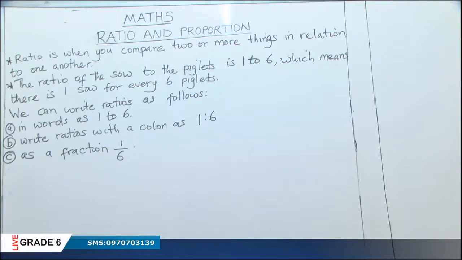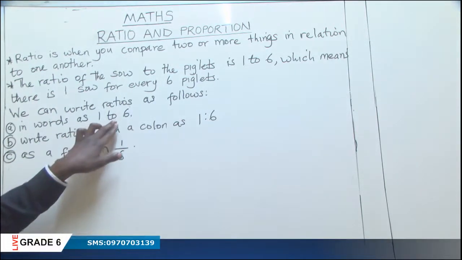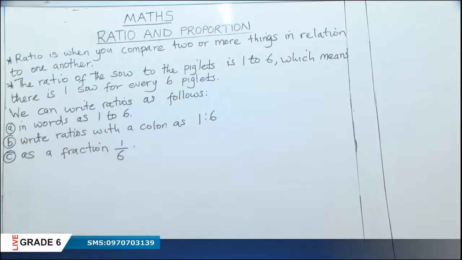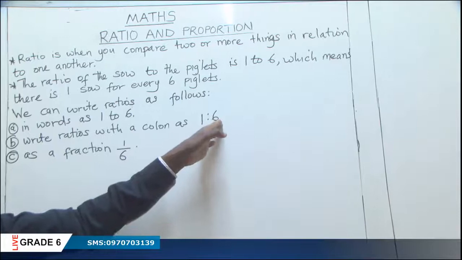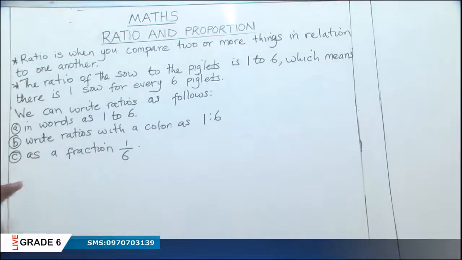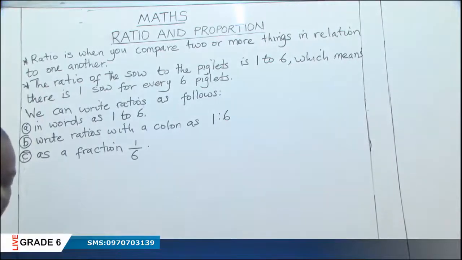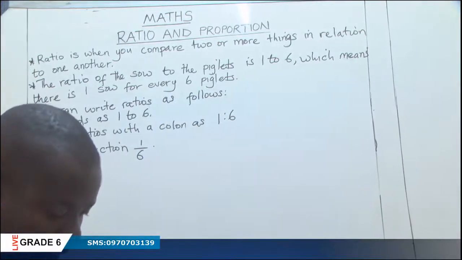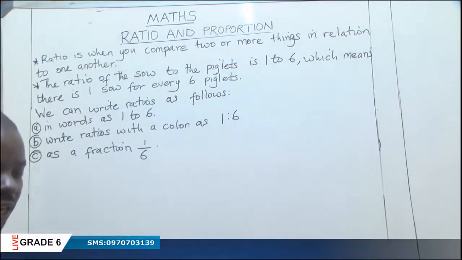So boys and girls, you can choose any method that you want to write ratios. You can write ratios in words, which is 1 to 6. If you want, you can write ratios with a colon as 1 to 6. If you want, you can write ratios as a fraction, which is 1 over 6.